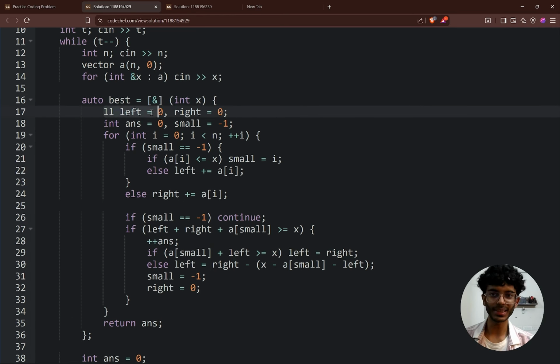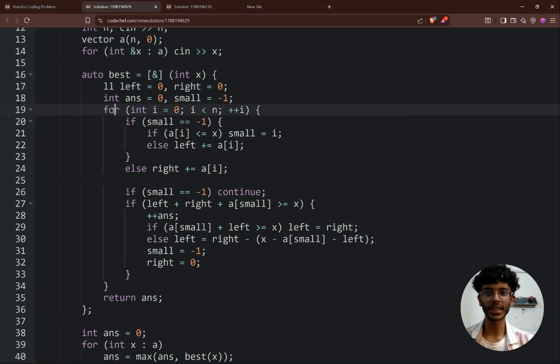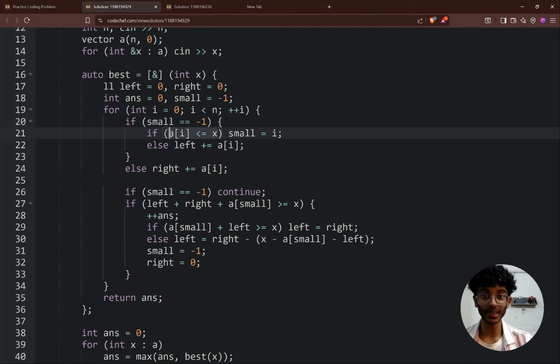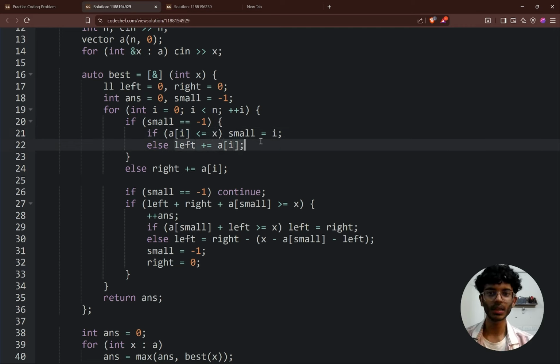So we'll define this left, which will store the left sum as we discussed, and right will store the right sum. Now we'll iterate on each of the elements. And if my small is minus 1, that means my small is not defined. So we'll check if my current element is less than or equal to x. If it is, that means we got a possible candidate for the small value. So we'll set the small as i. Otherwise, we'll say that this element is bigger than our small, so let's just keep it inside our left to give it to some future possible candidate.